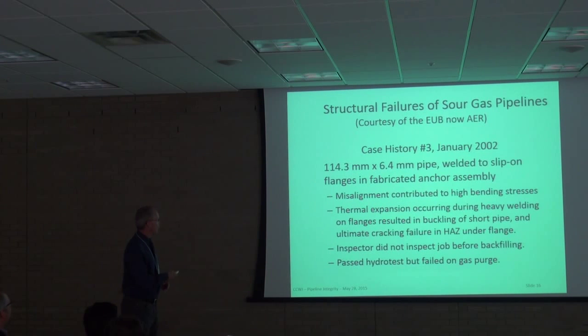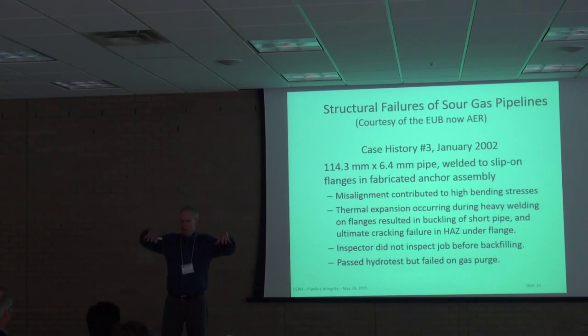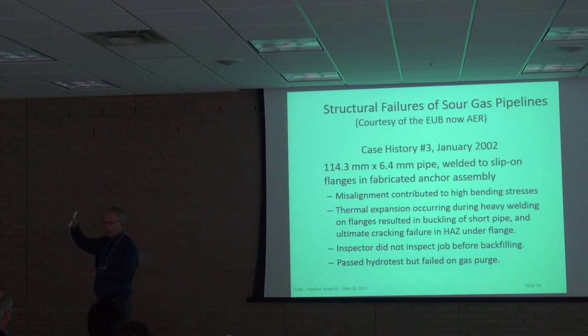So just a couple of examples. Again, a lot of these problems tend to occur where you're putting additional stress on your lines. So this was at a slip-on flange and anchor block. A lot of times when pipelines are coming up out of the ground, at those connections they'll put in anchor blocks to make sure that the riser is anchored properly, and also to take up some of the thermal expansion, so you don't get a problem there.